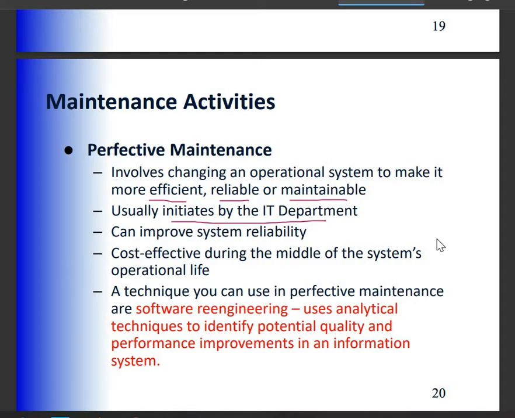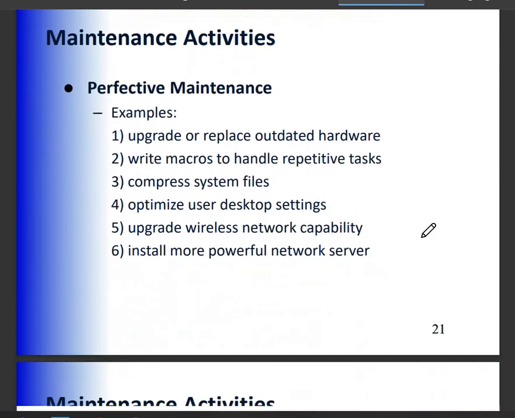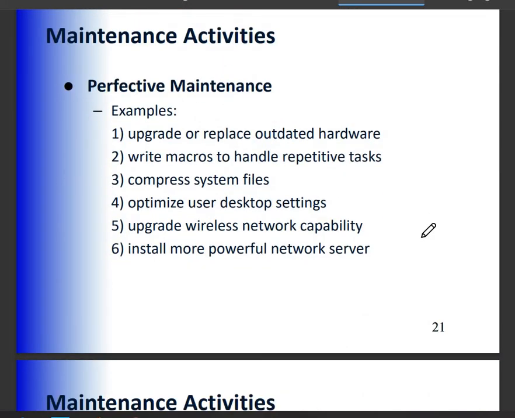Okay, so dia punya tujuan ialah kita nak improve the system reliability. So a technique that this IT department boleh implement ialah dengan menggunakan software re-engineering. Bermaksud dia akan menggunakan all the analytical techniques to identify the potential quality and performance improvement in an information system. Okay. So these are the perfective maintenance that is usually being initiated by the IT professionals.